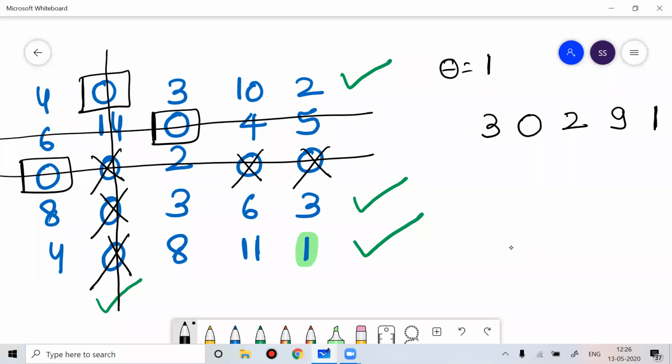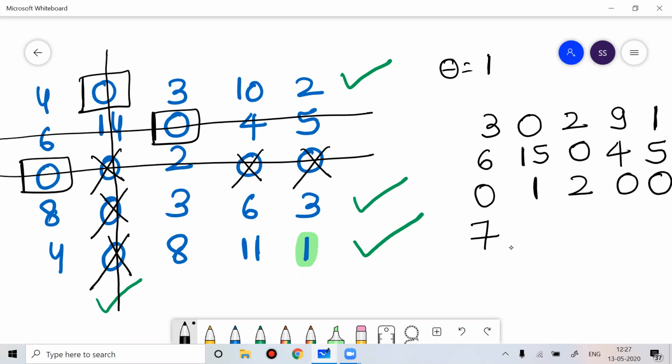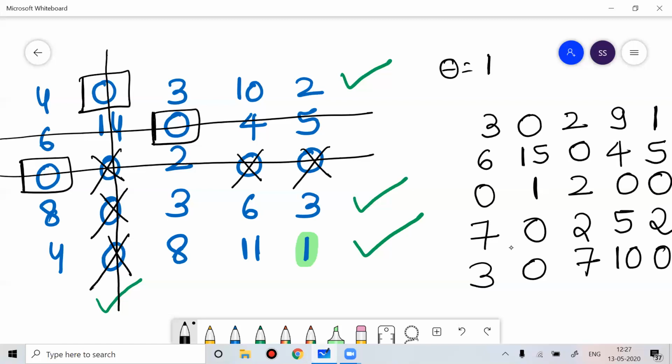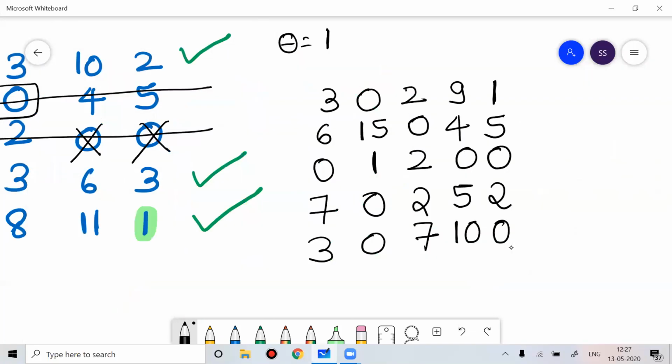add theta on them. So 3 0 2 9 1, then 6 15 0 4 5, then 0 1 2 0 0, then 7 0 2 5 2, then 3 0 7 10 0. Now you got this matrix. Now try to allocate on this.